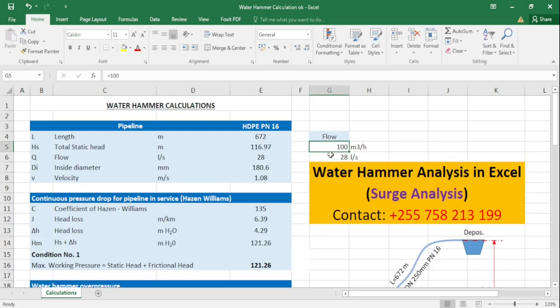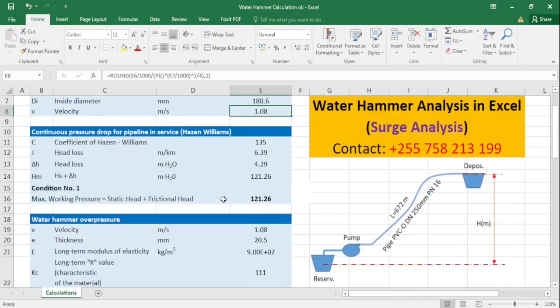Here I have 100 cubic meters of water per hour, but then I convert it to liters per second. It is found to be 28, like this one here. Then the inside diameter in millimeters, which is equal to 180.6, like this one. Then velocity, when I compute the velocity, it is found to be 1.08 meters per second.